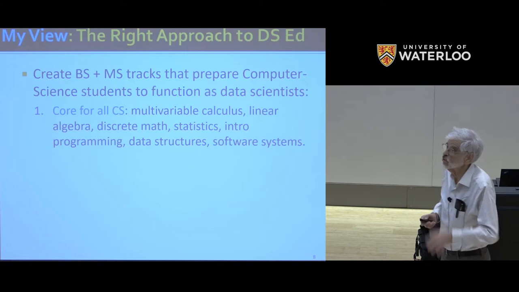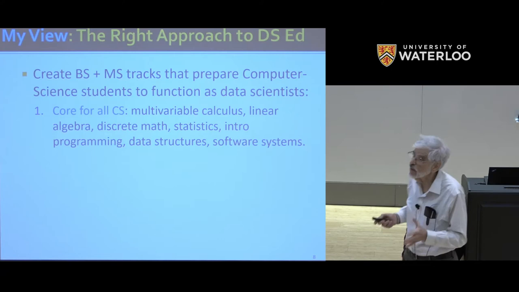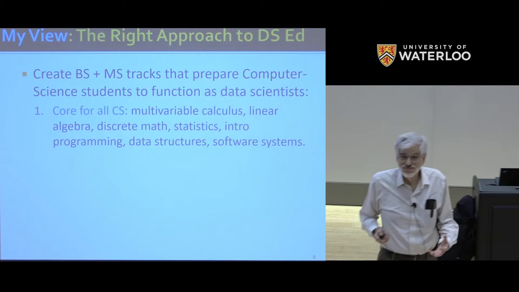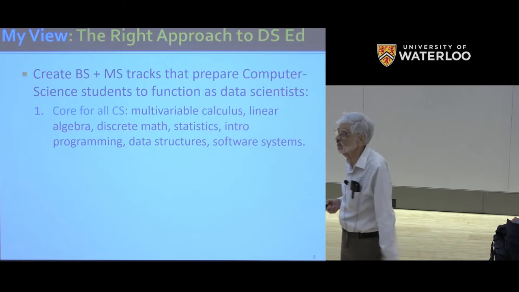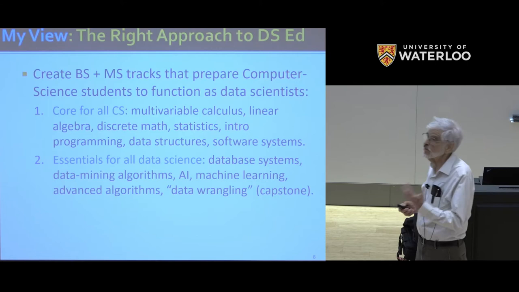And then obviously there are core computer science subjects, I would say, programming. You can't be a data scientist if you aren't really comfortable programming. Data structures, typically the second programming course, and certainly a course in software systems, so you kind of know what an operating system is and a compiler. Okay, and then there are courses in computer science that I believe every data scientist should know about.